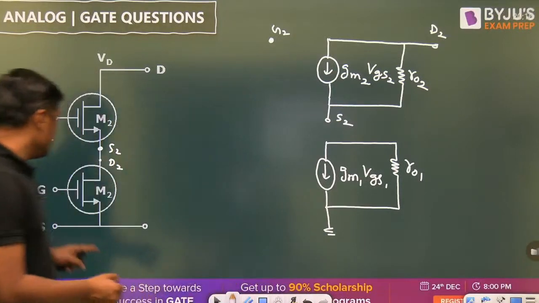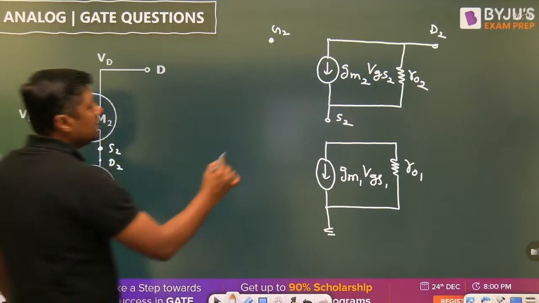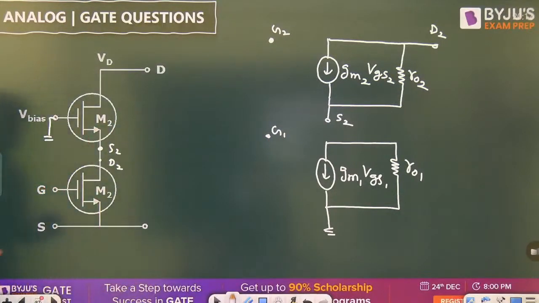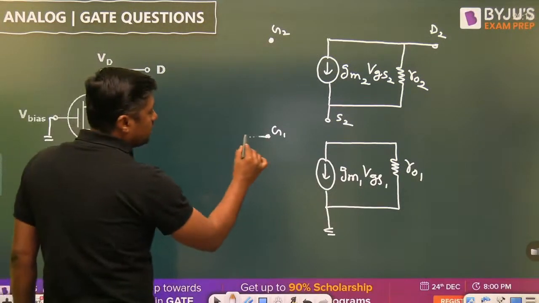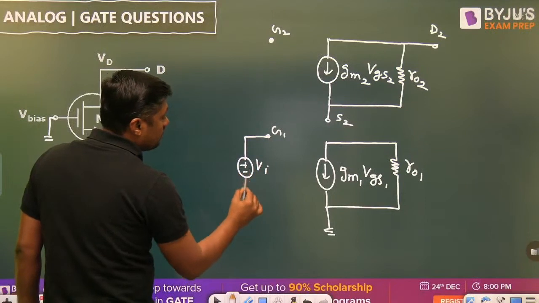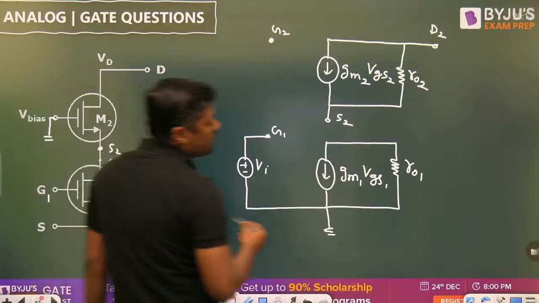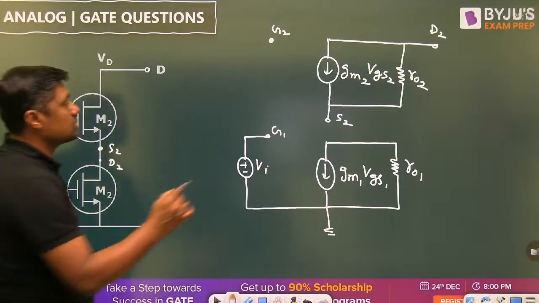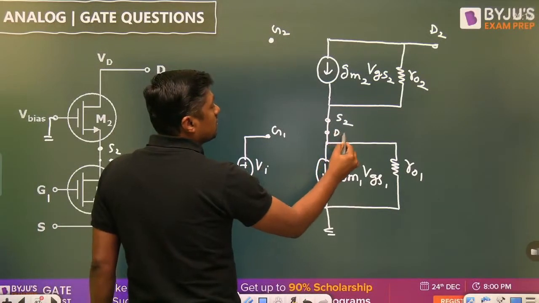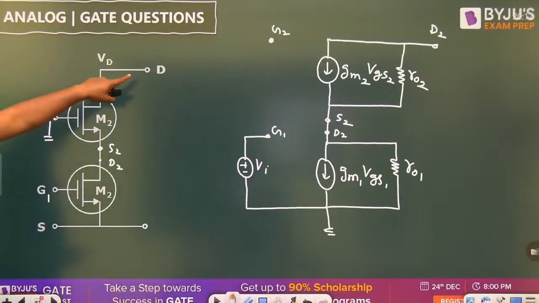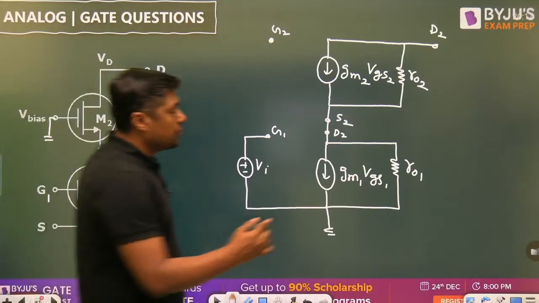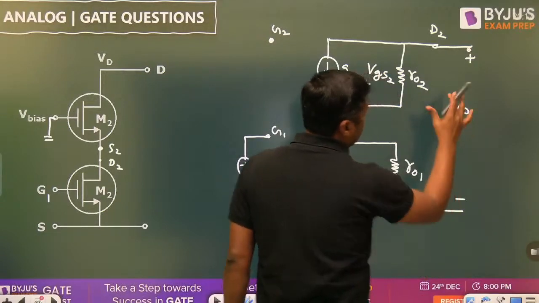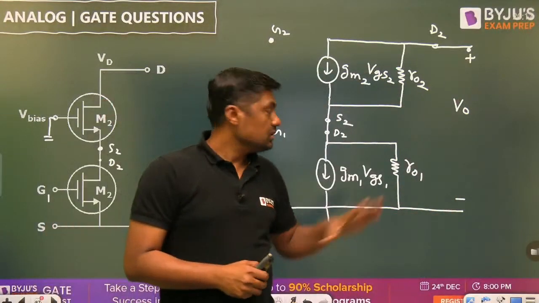And that source is connected to what? Ground. Here we are having G1. With G1 we are connecting the input. Here the input is connected with respect to ground. Then this drain is connected to the source of the second transistor. From D2 to ground we are taking the output, plus minus V0. That is the diagram.